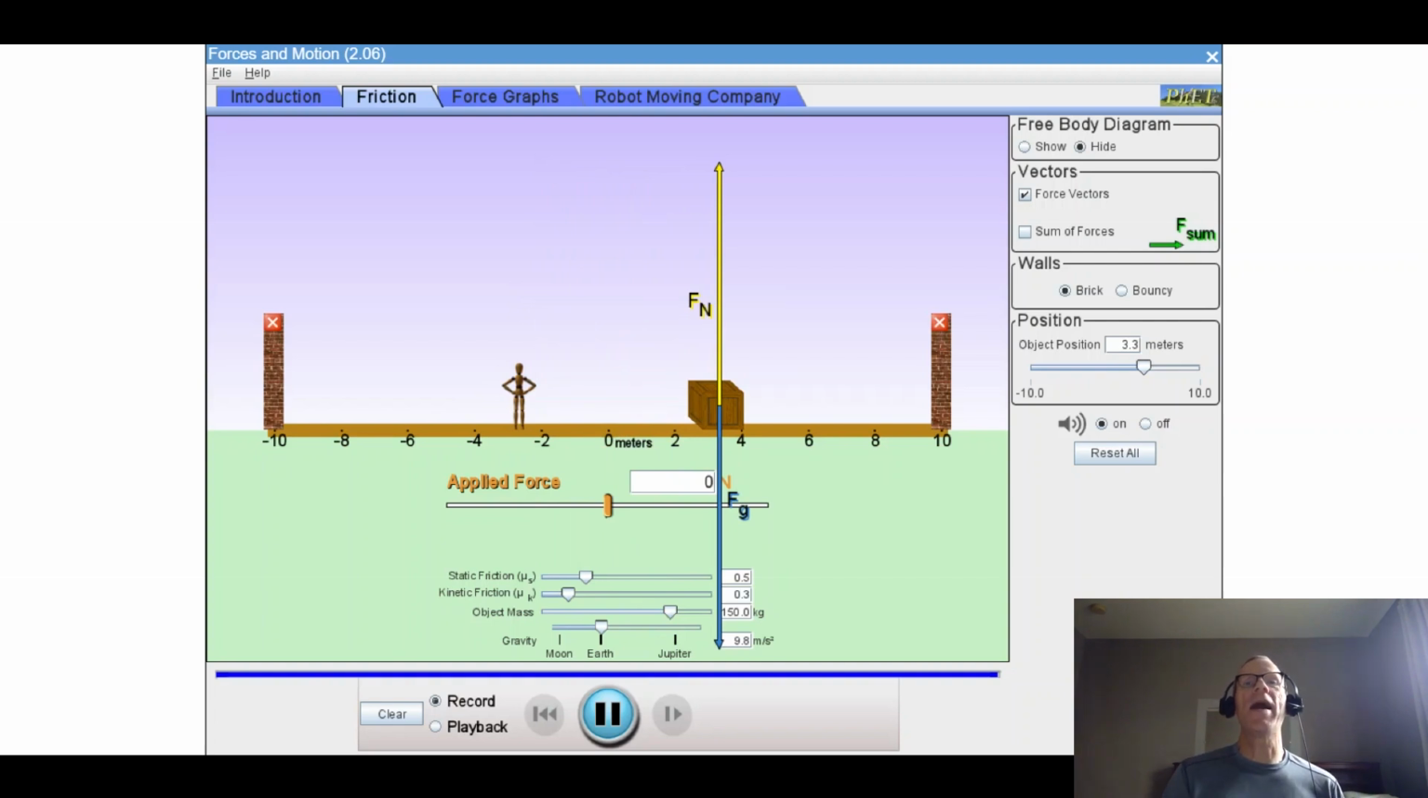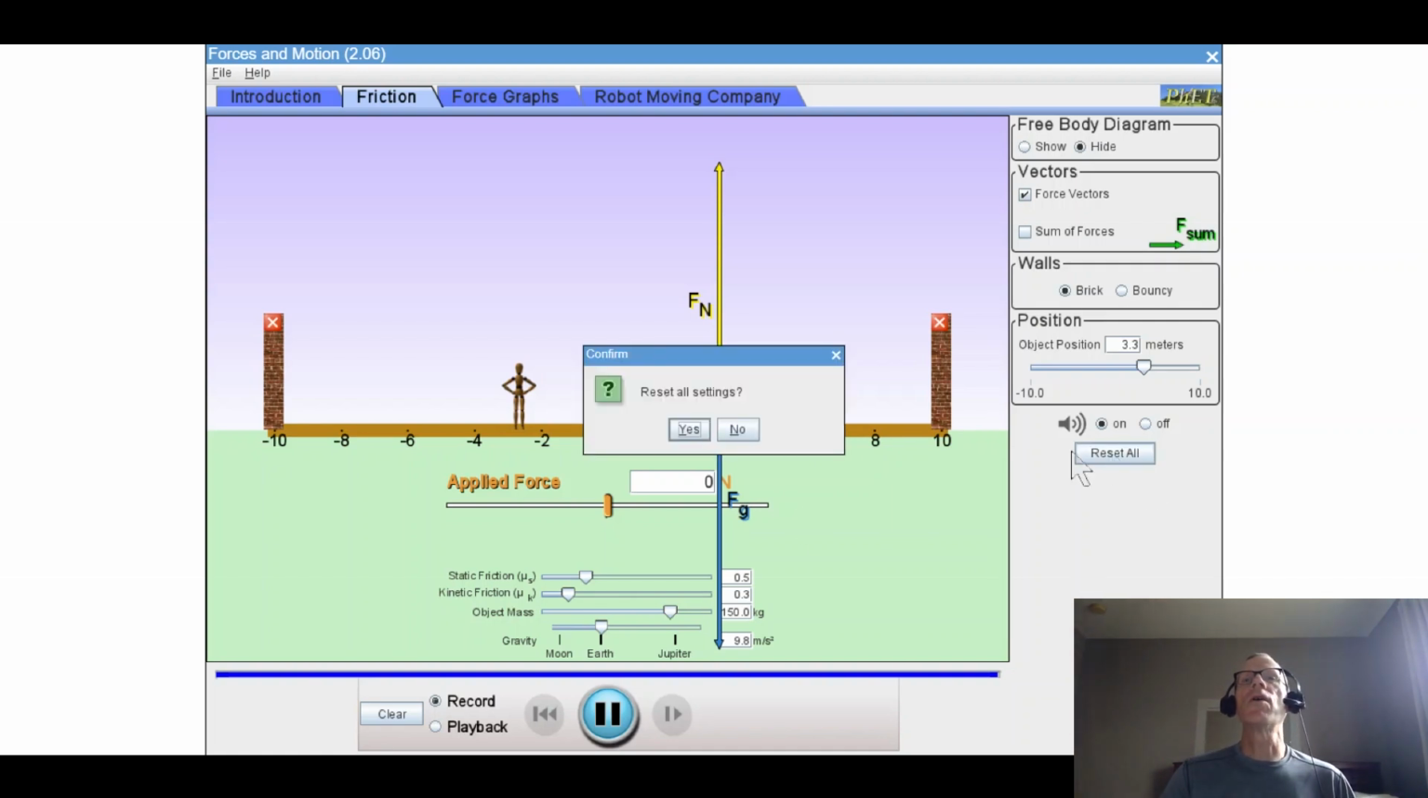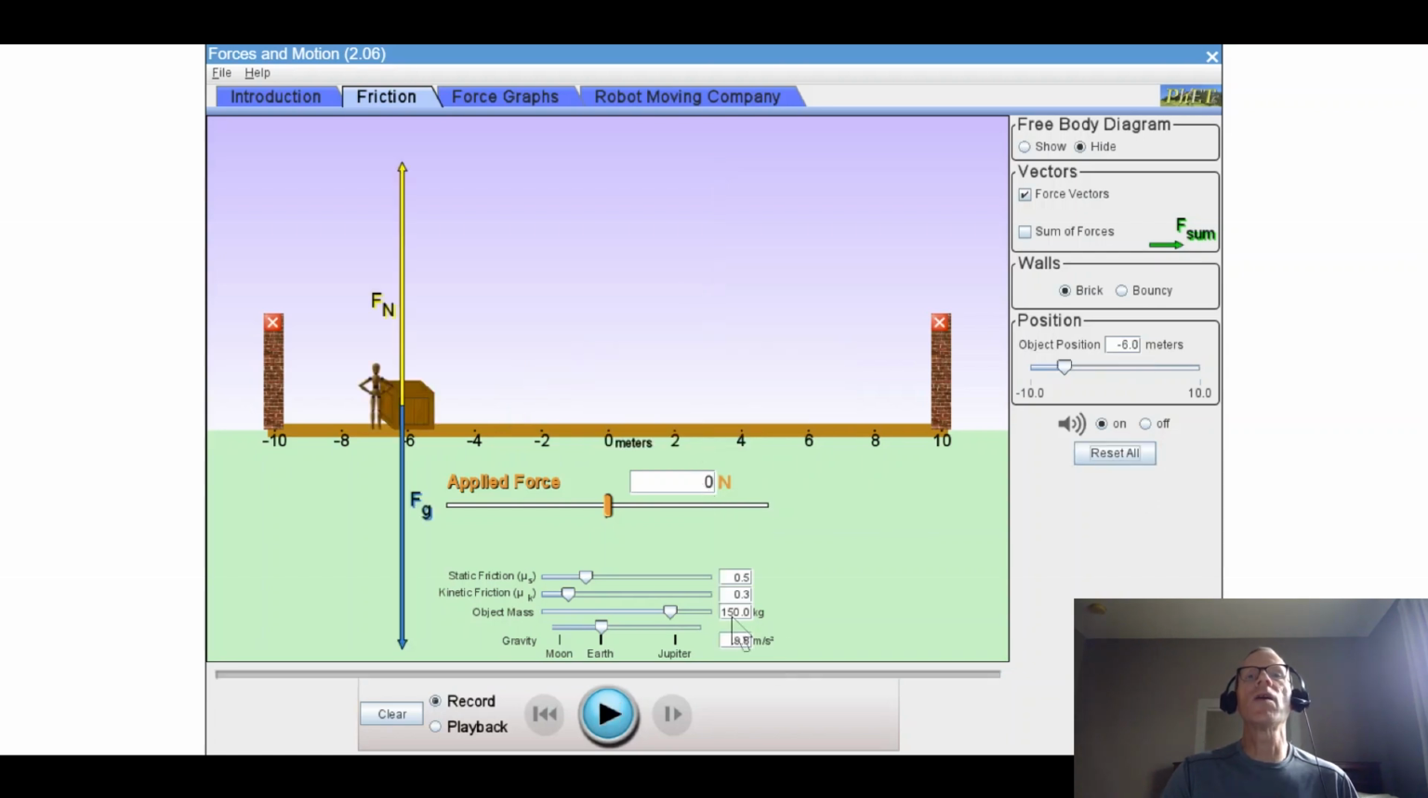When I increased the mass by 50%, the box was stationary until I applied a force of 750. When the frictional force got to 750, and then I pushed that extra newton to 751, that's when the box started accelerating. And notice 750 is 50% greater than 500. You could toy around with some other things as well.